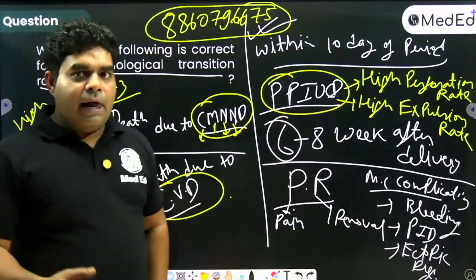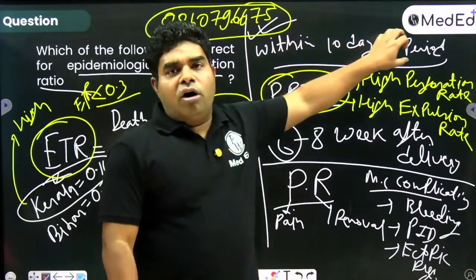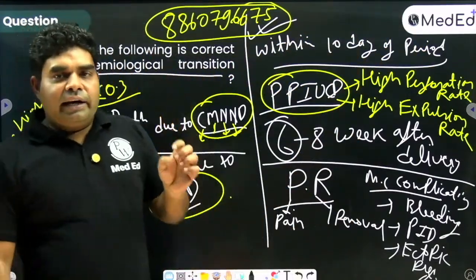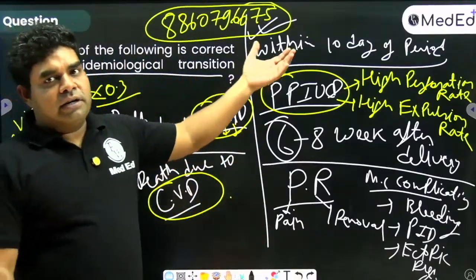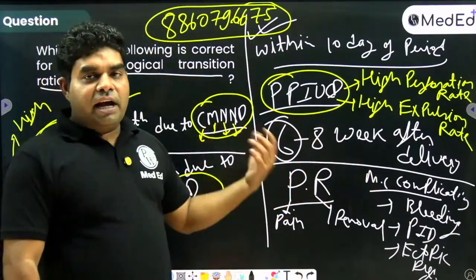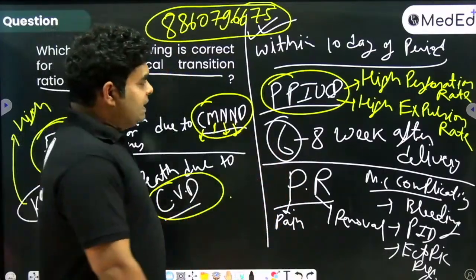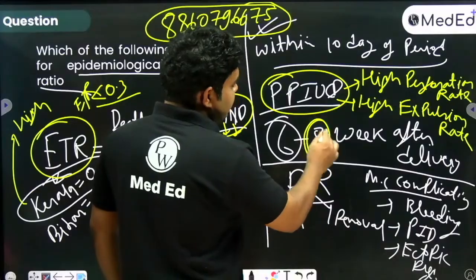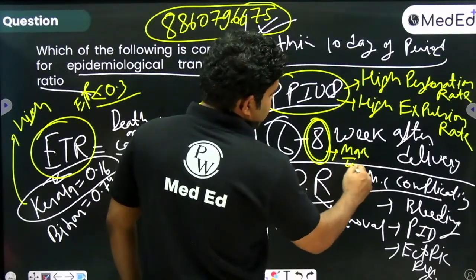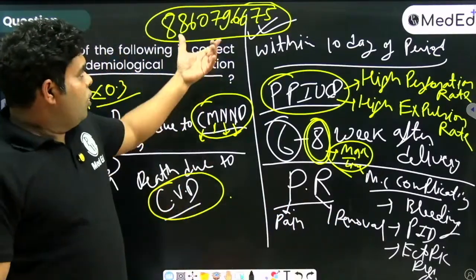And Park has written that one of the best times of insertion of IUCD is within 10 days of having the menstrual period, because within 10 days the cervix is dilated and there is no chance of pregnancy, so you can insert it there. Plus after 6 to 8 weeks we can insert. So if they ask what is the maximum time up to which we can insert an IUCD after delivery, 8 weeks is the maximum time up to which we can insert IUCD.